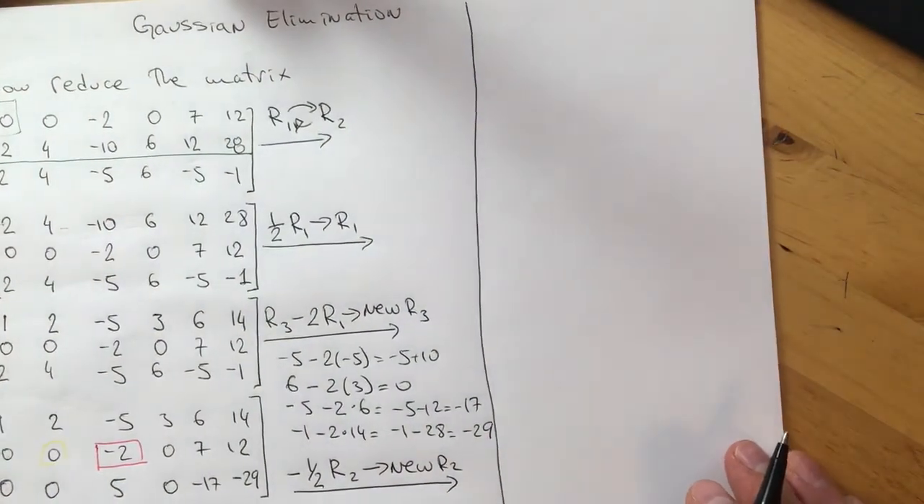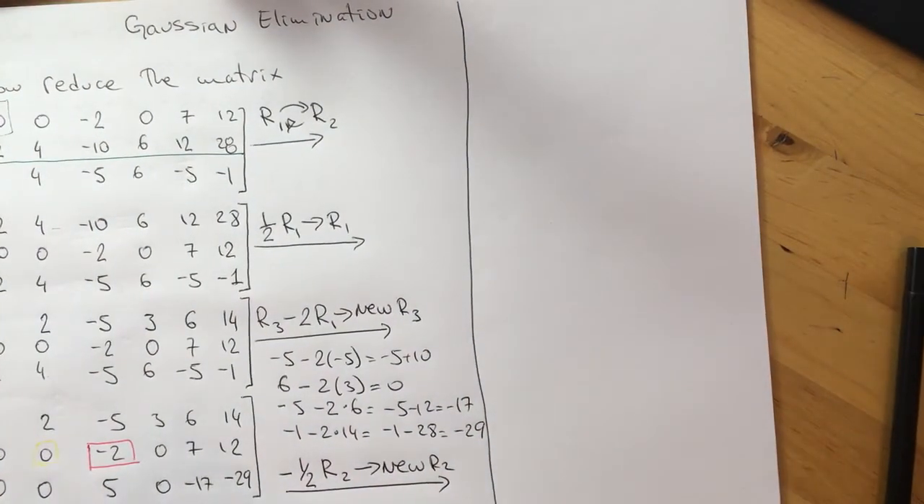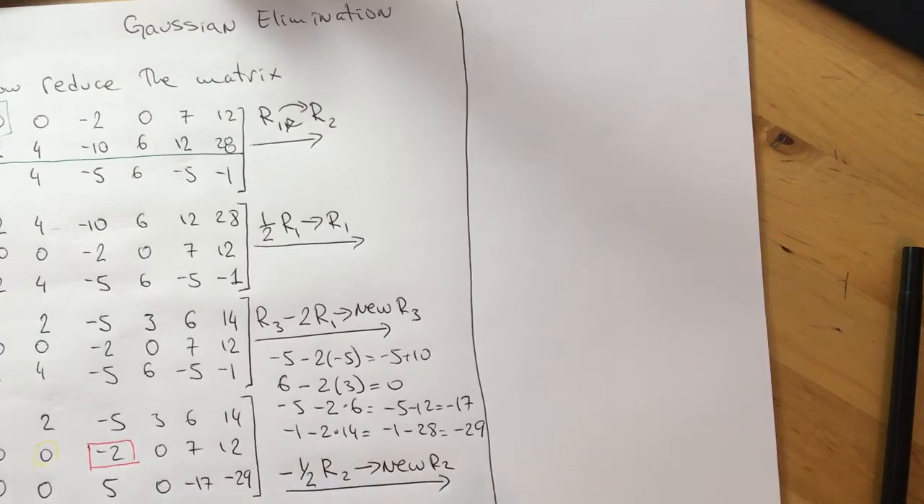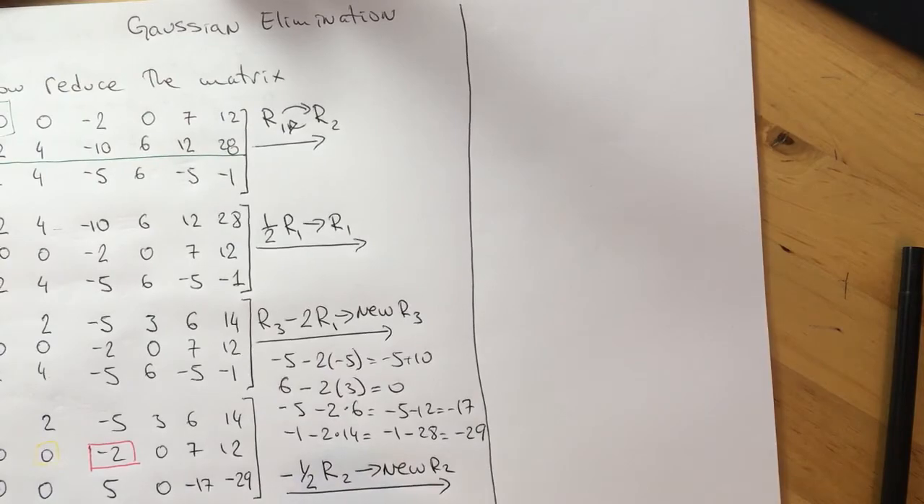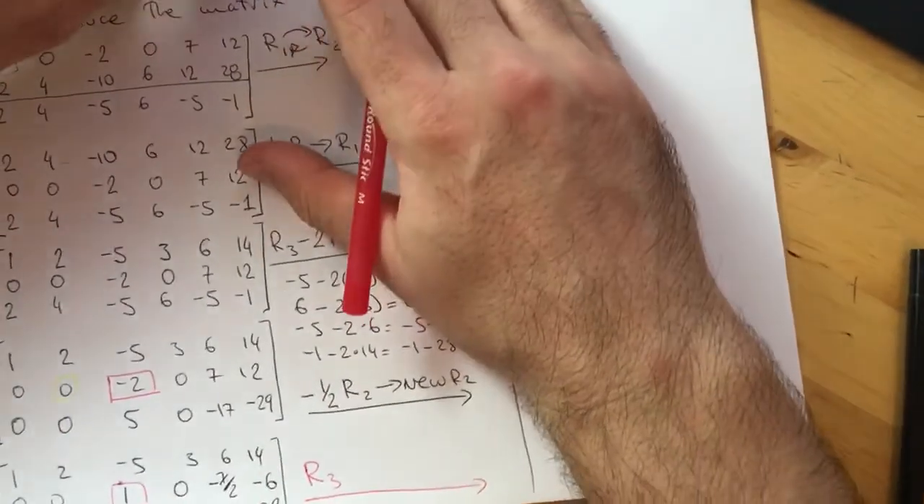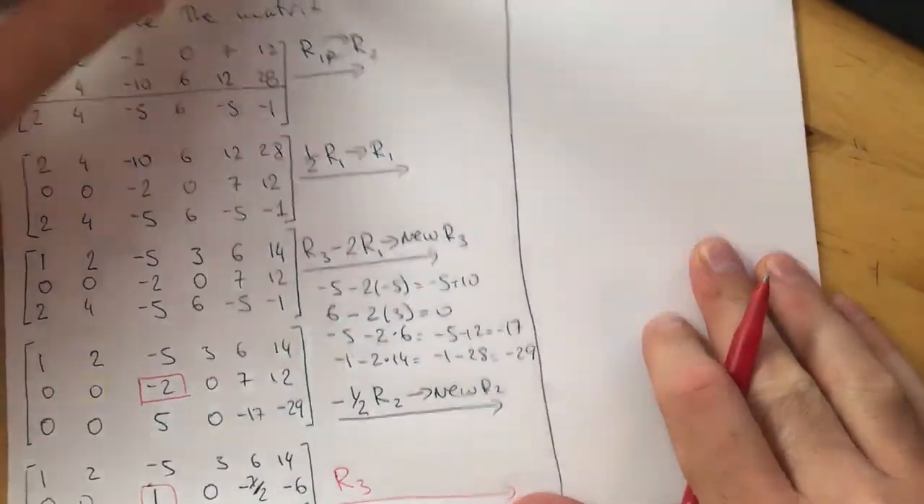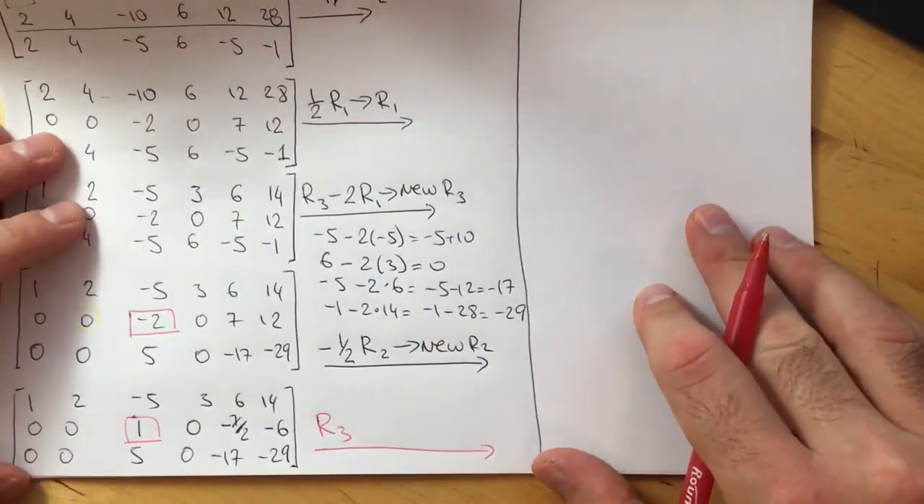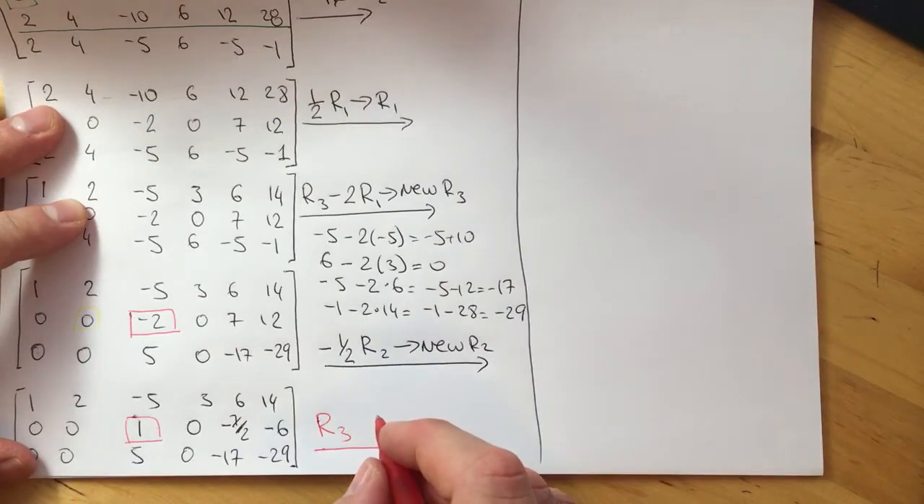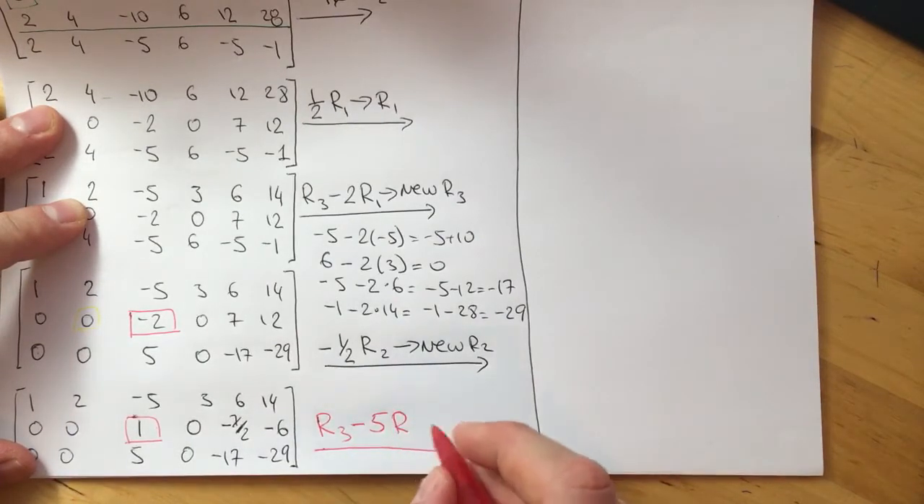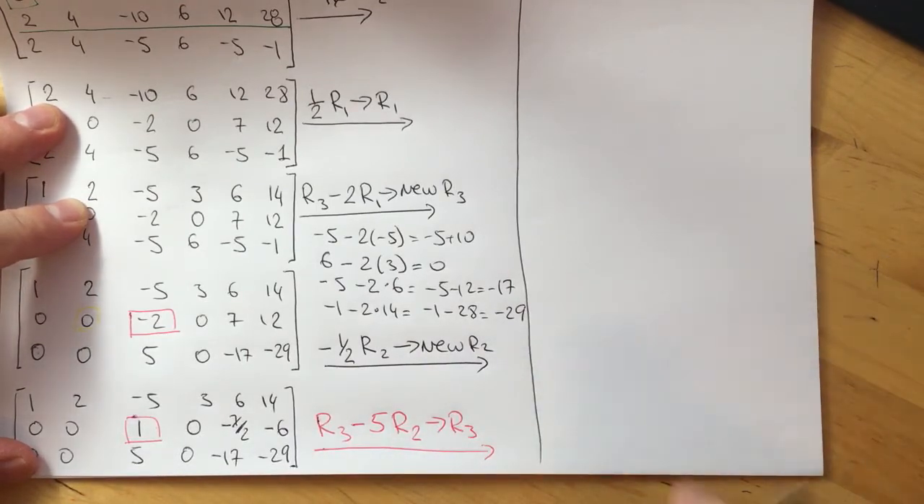Okay, now let us see. This is the leading one right here, and then I have to eliminate all the entries below that leading one. I have to make them 0. So I have 5 here in the third row, so I say row 3 minus 5 times row 2 becomes my new row 3. Okay.